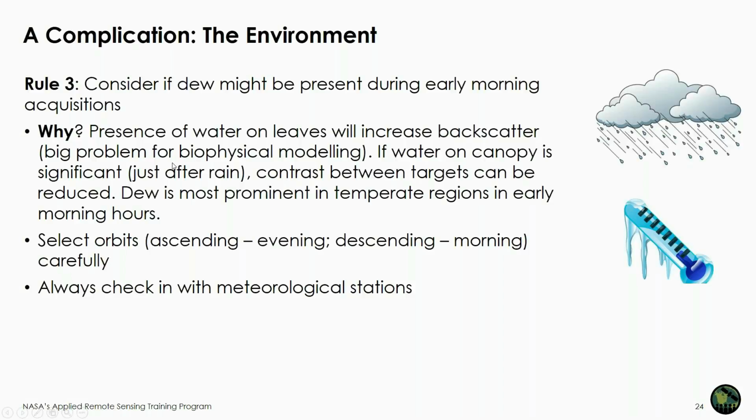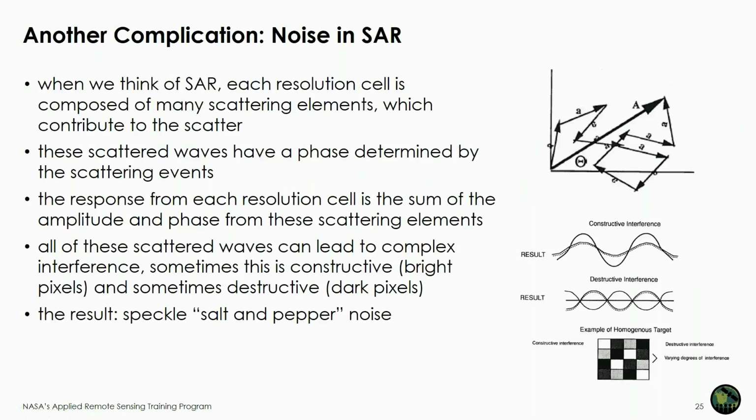We should always be checking the meteorological conditions so that we know whether it was raining during the time of acquisition or whether the target was frozen at the time. And as I've listed here, sometimes we can select particular orbits. So ascending evening orbits can be selected, for example, to avoid overnight freezing or formation of dew overnight. Or we might consider selecting morning acquisitions if, for example, the risk of rainfall is less in the morning. So always check the meteorological conditions and think about which orbit is best suited to avoid these environmental conditions.